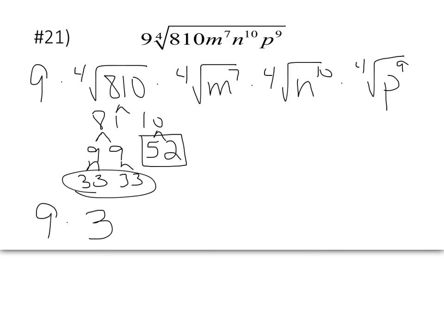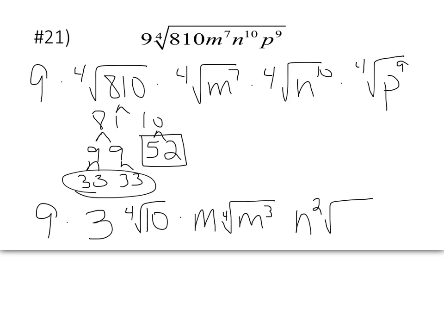So 9 times 3, 4th root of 10, times, how many times does 4 go into 7? 1 time, so 1 m comes out front, and you're left with 3 m's on the inside. How many times does 4 go into 10? 2 times, so 2 n's come out front, and 2 n's are left behind, because 4 times 2 is 8, so there's 2 left behind. And then how many times is 4 going to 9? 2 times. So I bring 2 out front, and then you're just left with 1 behind.